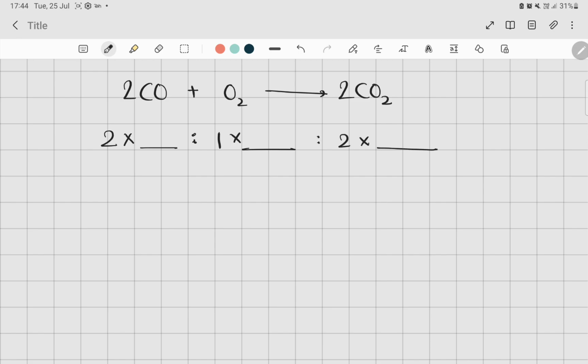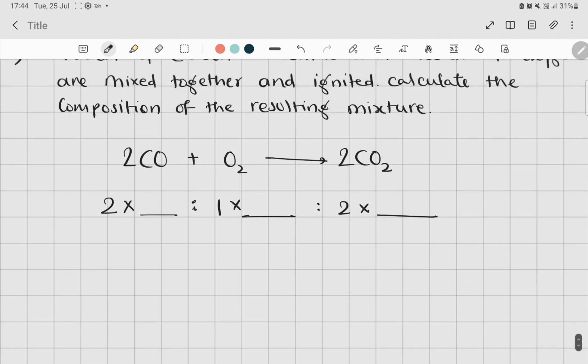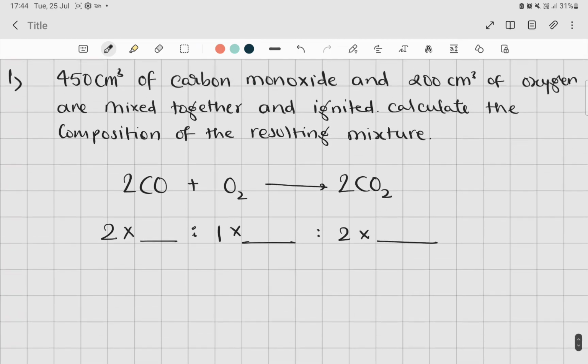Now the total volume of carbon monoxide is given as 450 cm³, so here we write 450 cm³. The volume of oxygen is also provided, that is 200 cm³. And they are asking us to solve for the final composition of the mixture. Final composition of mixture means whatever is left of the unused reactant and the formed product, you have to find both volumes. So let's try to solve this question.